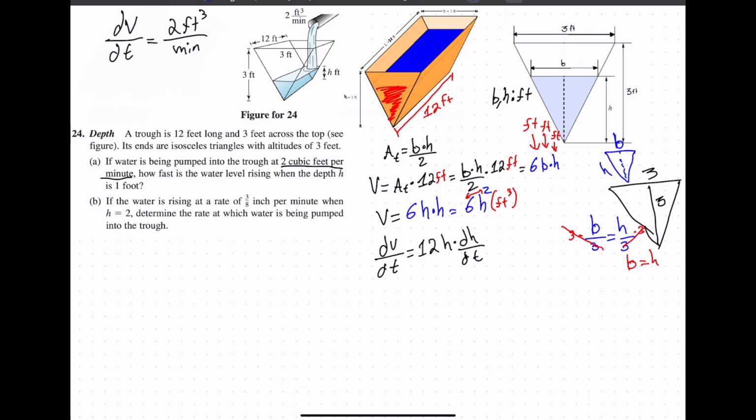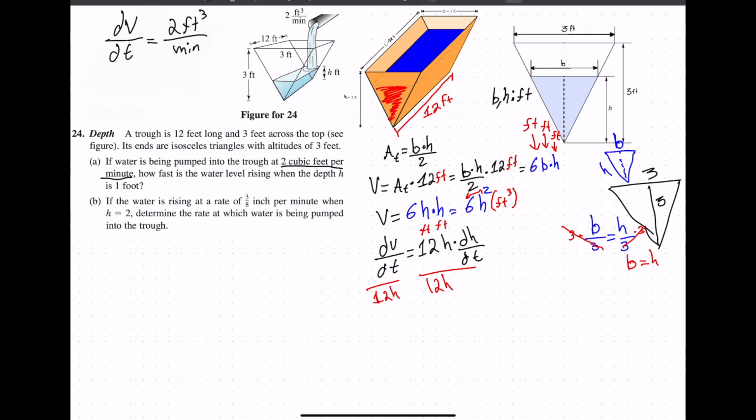Now that we have that information, question or letter A is asking for the level rising, so dH/dt. So let's solve for dH/dt. Let's divide by 12h. Keep in mind the units here, okay? 12 has units of feet, and then height has feet as well. So that's square feet. Just keep that in mind.